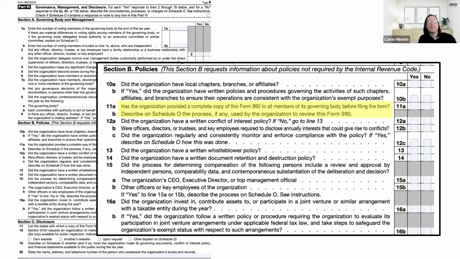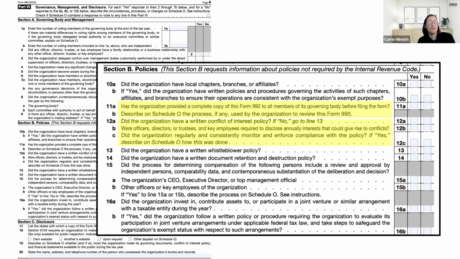Then it goes on to ask how the organization reviews its Form 990. So you would write up a statement saying that it's provided to all the board members prior to filing, they review and take a vote on it, or if you don't do that, your finance committee reviews it or your board treasurer reviews it. The IRS just wants to know who is looking at this 990 before it gets filed with them.